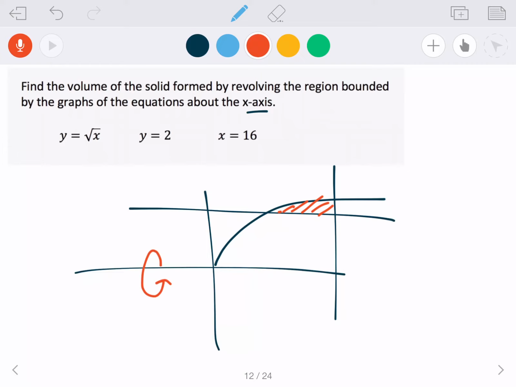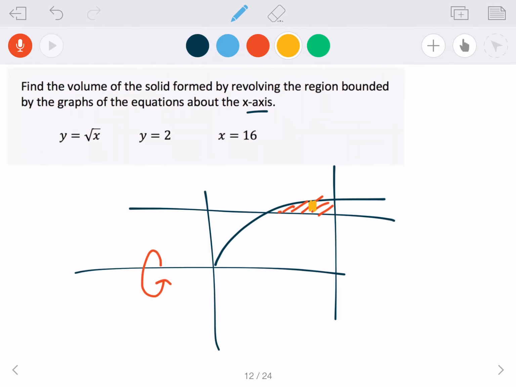And so if you can imagine that shape, you're going to have something with a hole in it because we have this gap here. Right? So that's why I'm going to use the washer method instead of just the plain old disk method. And so the thing with the washer method is you're going to have an outer radius and an inner radius. And this is where that representative slice becomes far more important.